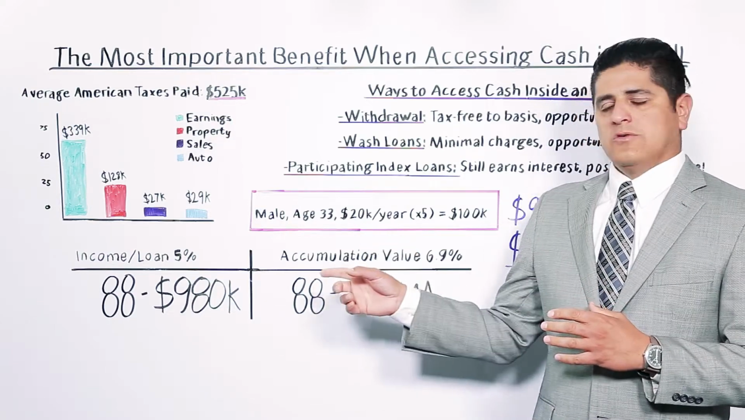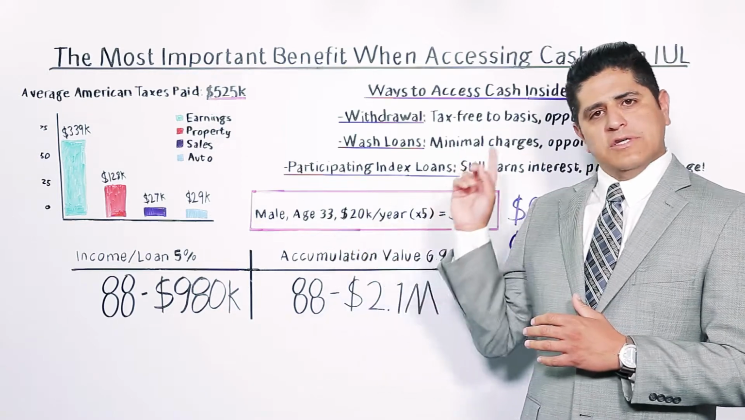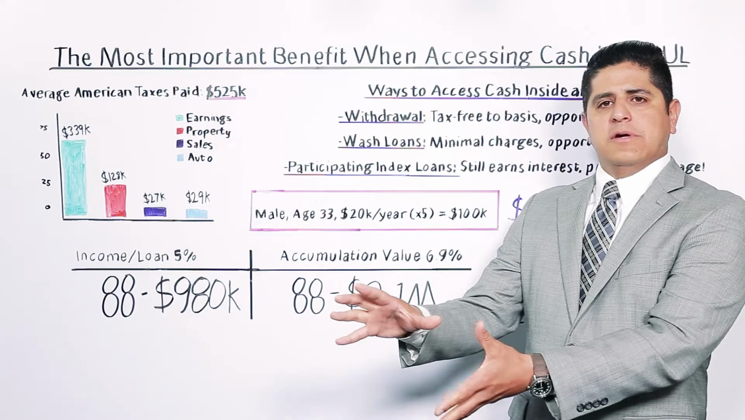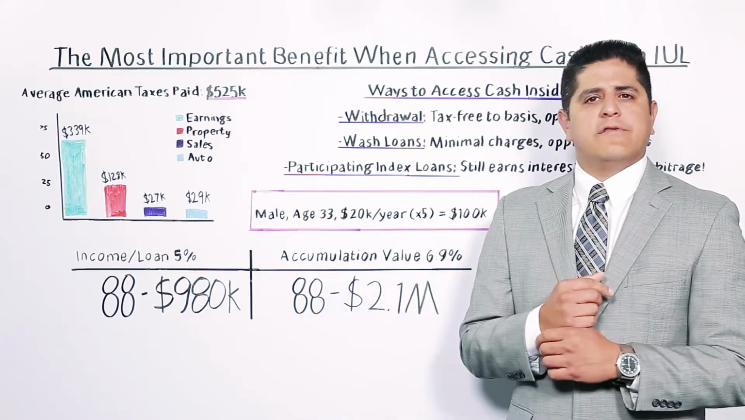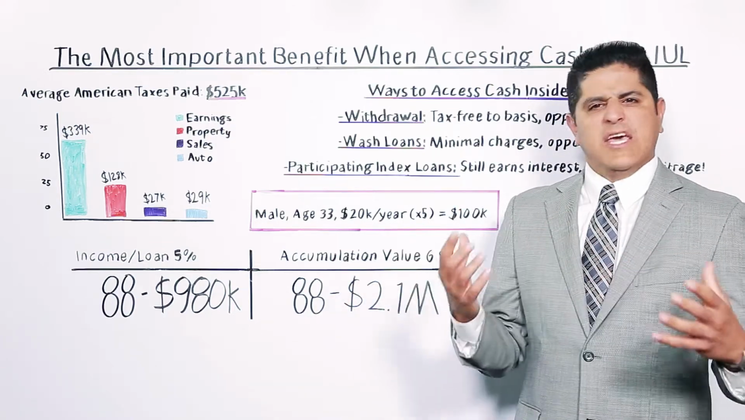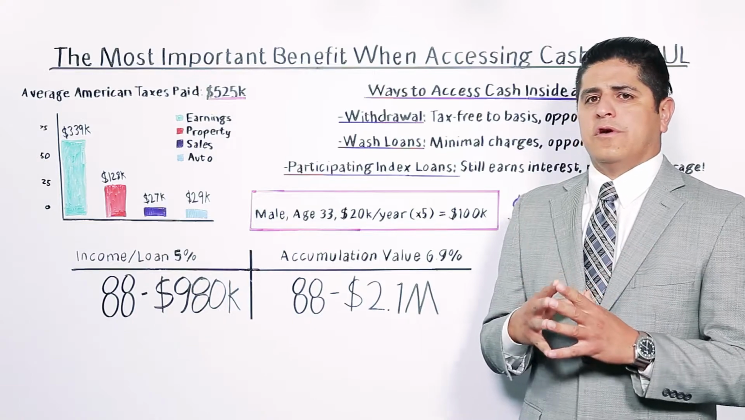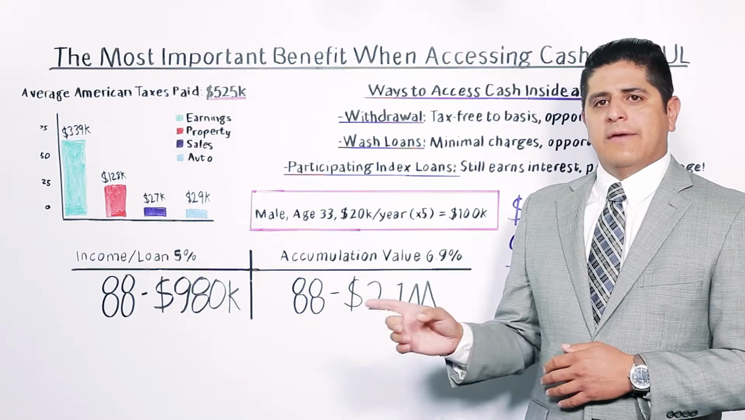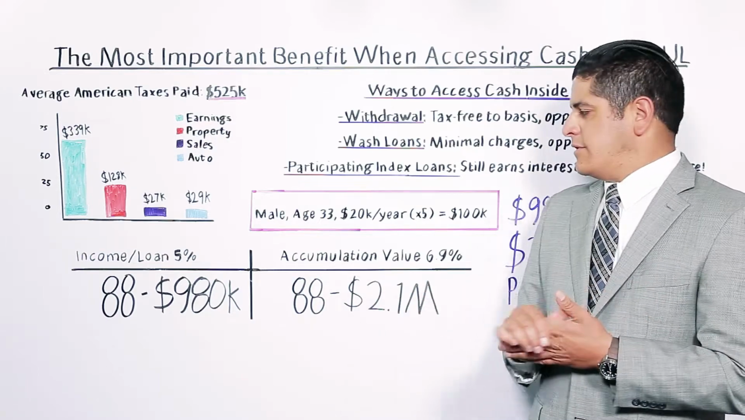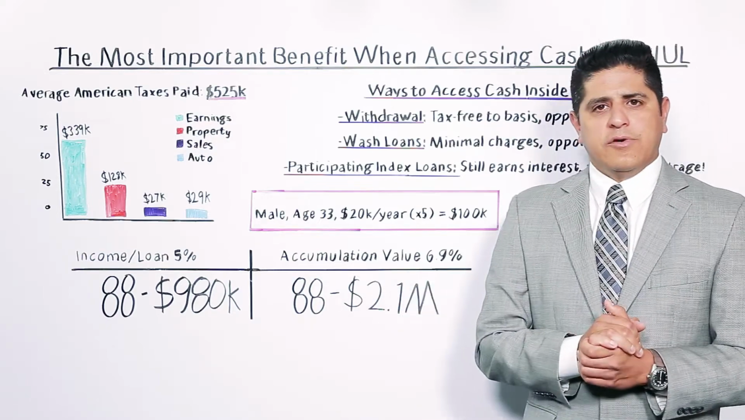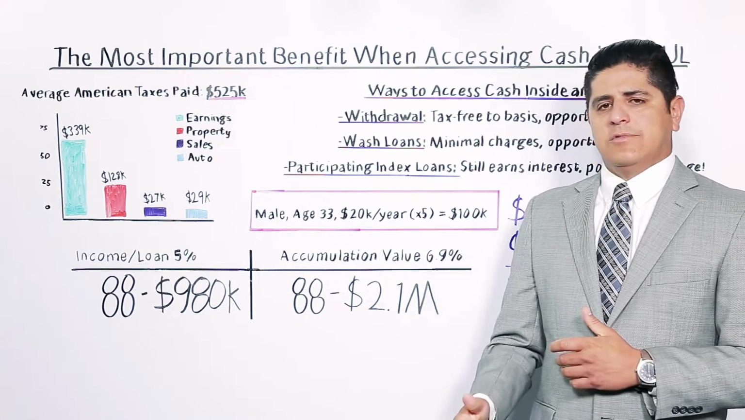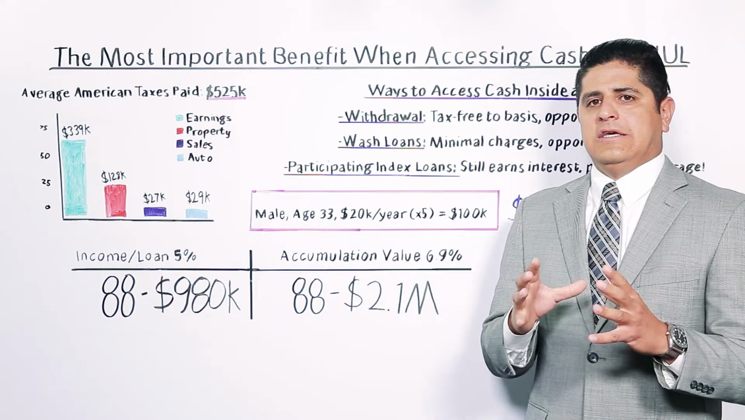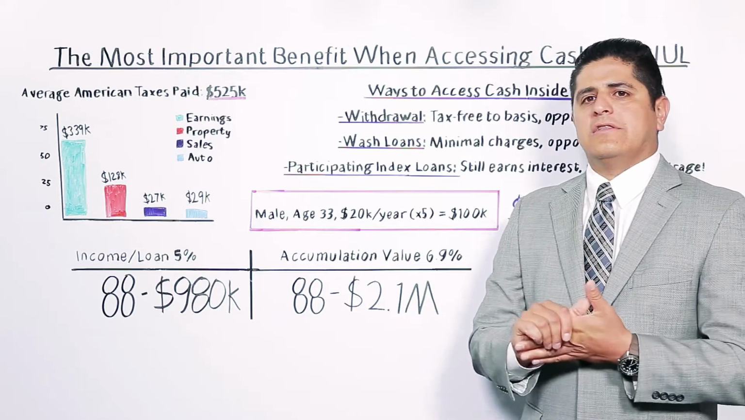Reason being is because the way he accessed that money was the participating index loan. So remember, even though you've got the money out of the policy and you're using it for lifestyle funding, retirement income, vacations, whatever you choose to use it for, the insurance company is still paying you a rate of return on that money like it never left the account. So in this case, he's earning 6.9% every year on that accumulation value, uninterrupted and compounding. So that's the key and really the accelerator inside the IUL.